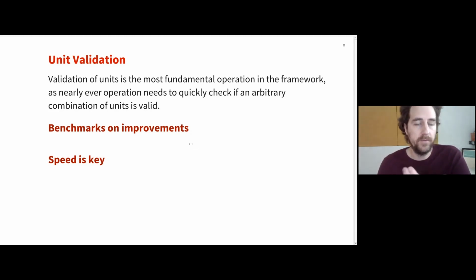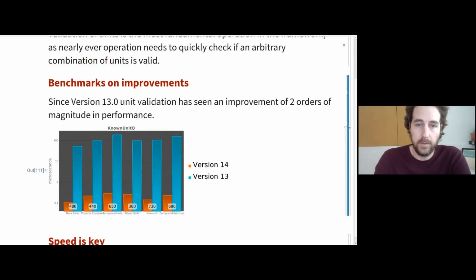So our very most fundamental operation is validating units, saying, is this expression a valid unit? That is something that we've made considerable improvements in. This chart is showing the evaluation time in microseconds for validating different kinds of units. For a basic unit, we're at about a tenth of a microsecond, which is just about as fast as we can get for evaluation time. The actual validation is even faster than that, but anytime we call the evaluator, there's some overhead. So the benchmark difference here is showing there's been a 480 times improvement in speed for basic unit checking.